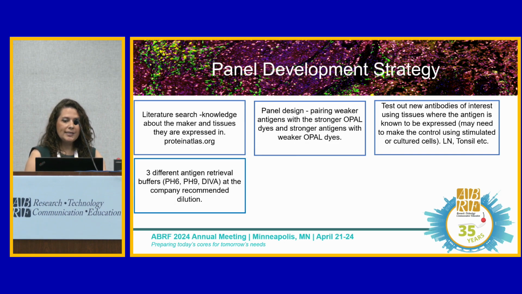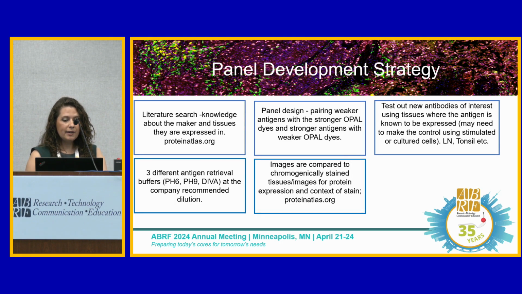Once we identify our antibody that we're going to test out, we usually test this out on the tissues using 3 different antigen retrieval buffers. We typically use pH6, pH9, and then DIVA, a proprietary antigen retrieval buffer that I found to be particularly useful for looking at transcription factors. And we typically test out these antibodies using the company-recommended dilution.